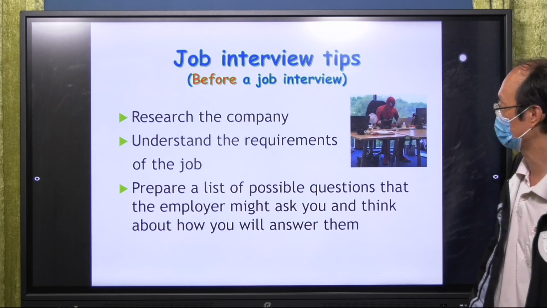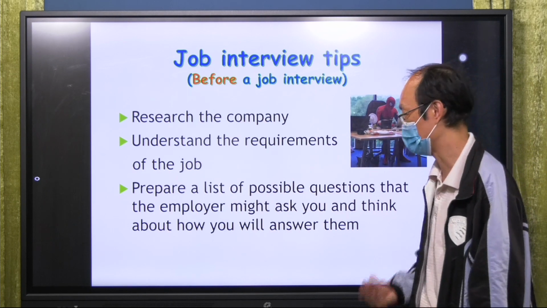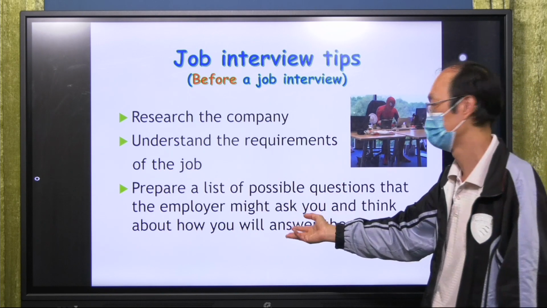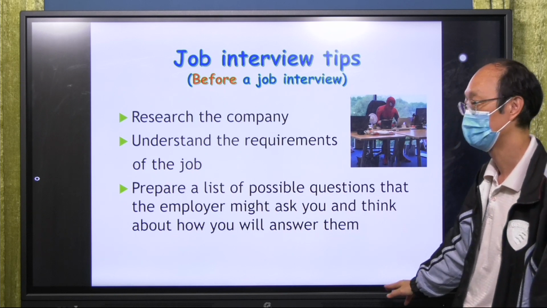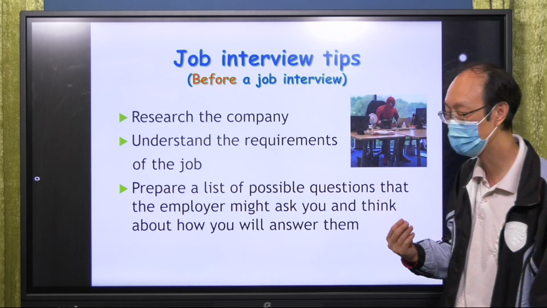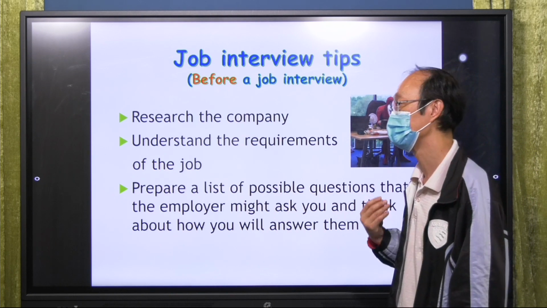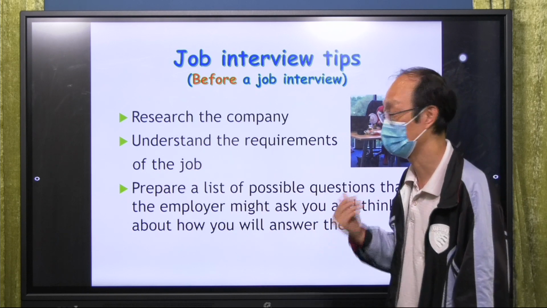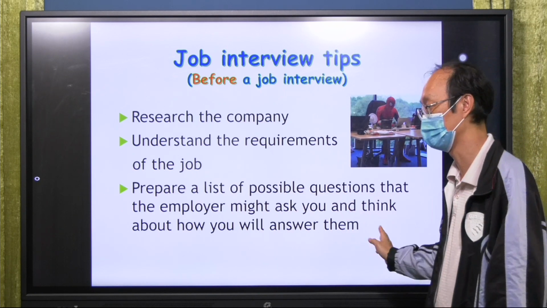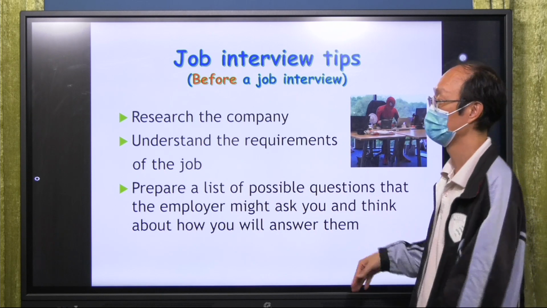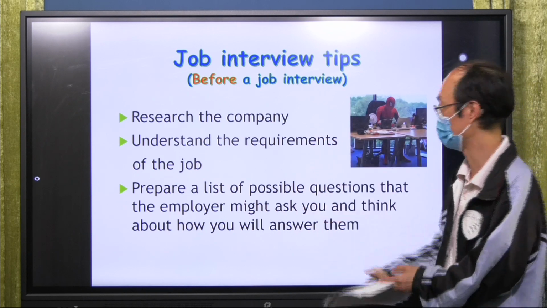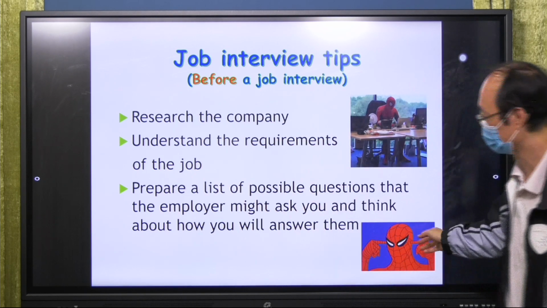And you should prepare some questions that you think the employer might ask you. You should think about the question and the answer, how to answer your employer. You should have a preparation for this. In your discussion you may find some points that someone raises like this. You should think about this.